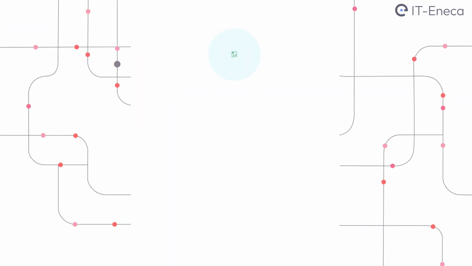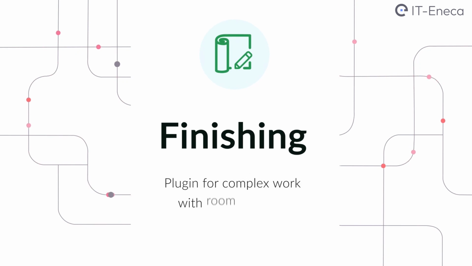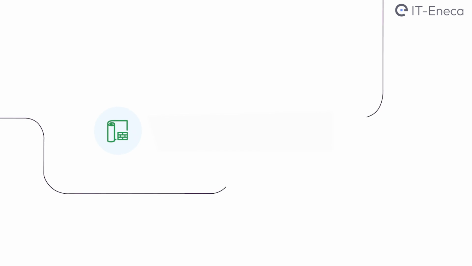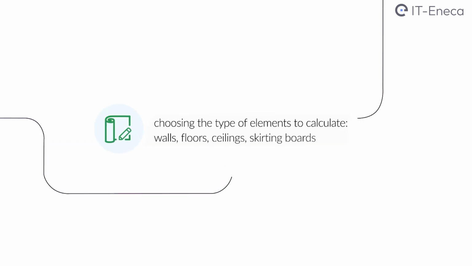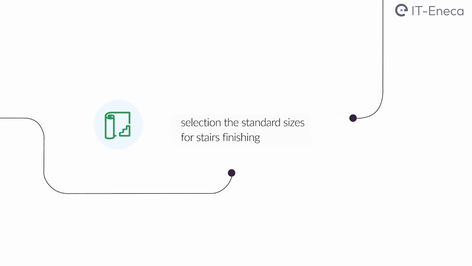We present you a solution to the problem: Finishing, a plugin for complex work with room finishing in Revit models. The plugin allows you to compare the room finishing types with the wall types, indicate the type of elements for finishing calculations, and also choose the standard sizes for stairs finishing.